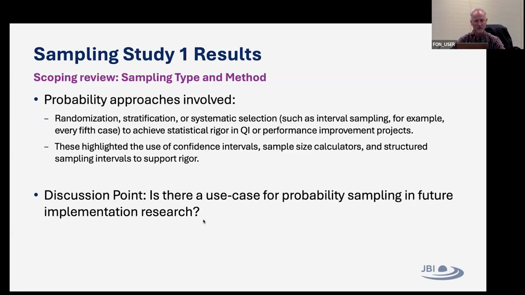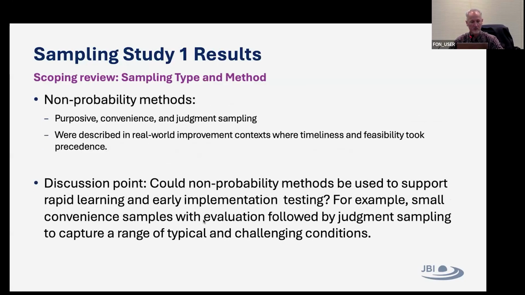Here's then what we found in terms of probability and probabilistic sampling, with a good focus on, for example, reliance on a confidence interval or a sample size calculator and some structured sampling intervals that contribute to the requirement for rigor. And this is useful particularly for larger, more substantive and funded work. And in non-probability, we had purposive, convenience, judgment.